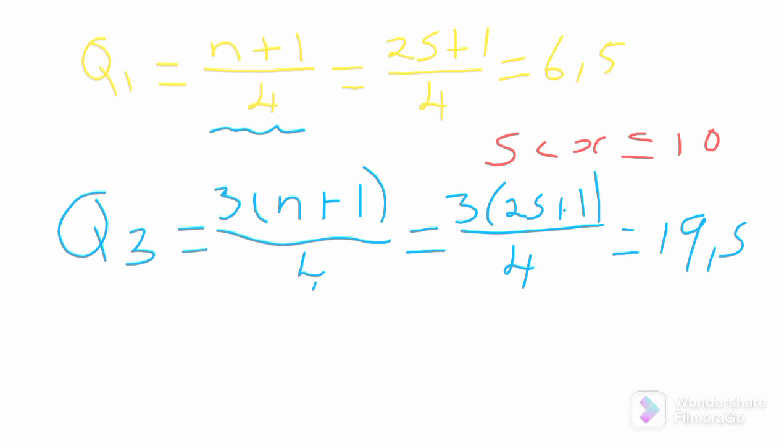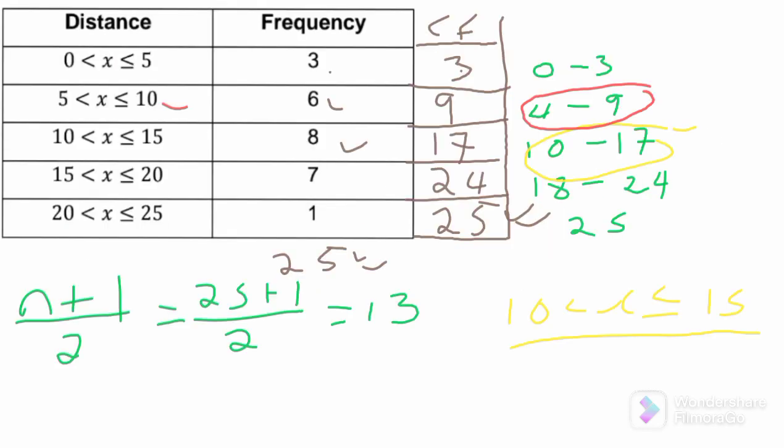So we're going to locate it in our cumulative frequency. Let's go back and check where it lies. So we got 19.5. We can definitely see that 19.5 lies here. If it lies there, we check the interval that it corresponds with. We're not going to write 18 to 24 here. We can definitely see that it corresponds with 15 to 20. So that is our answer. That is our upper quartile.